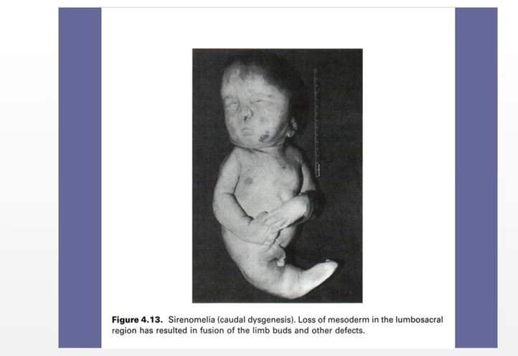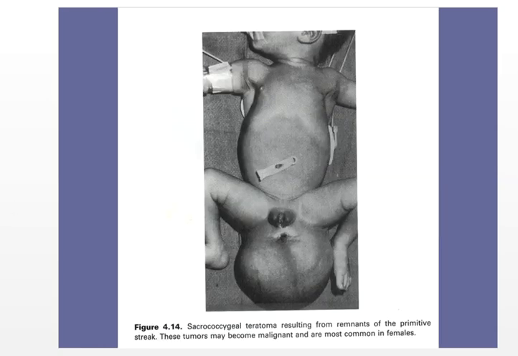Another abnormality, you can see in the pictures. This is a teratoma, a tumor associated with gastrulation. Sometimes remnants of the primitive streak persist more than 1 week, and we have more migration of cells through the primitive streak. As a result, we have a tumor-like structure known as sacrococcygeal teratoma.